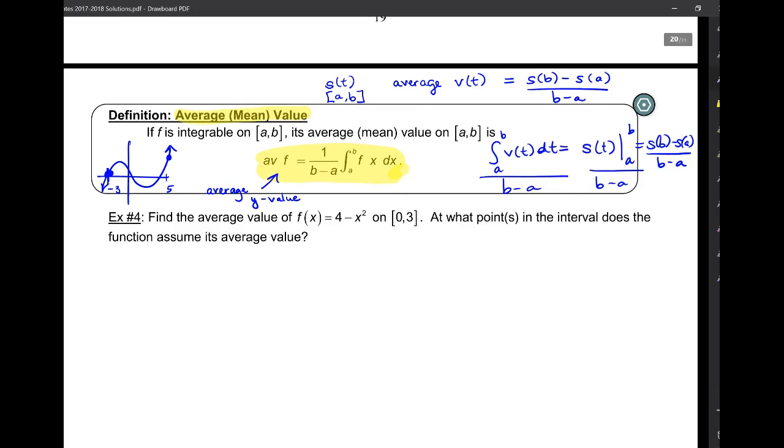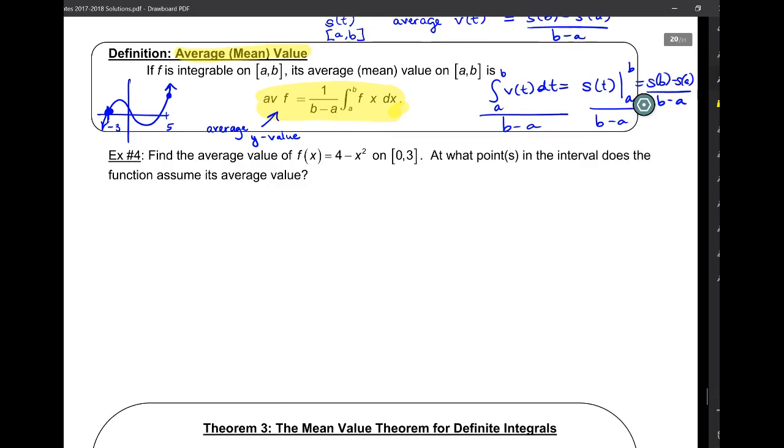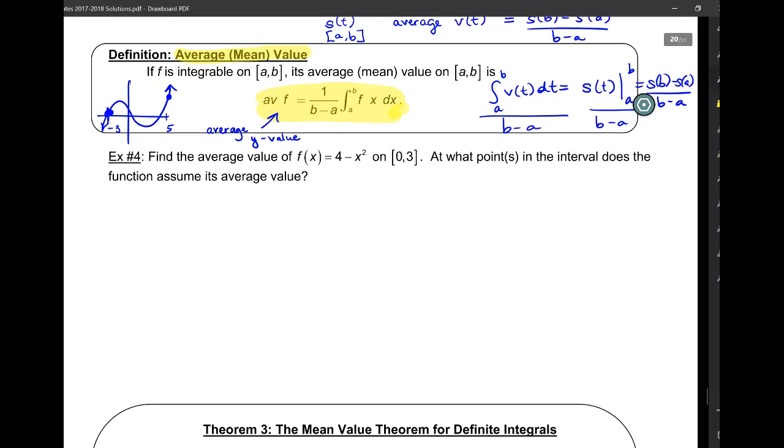So don't worry about all this other stuff if that was confusing with velocity and average. We'll actually address that later on. So don't worry. But finding the average value of just like a parabola here.